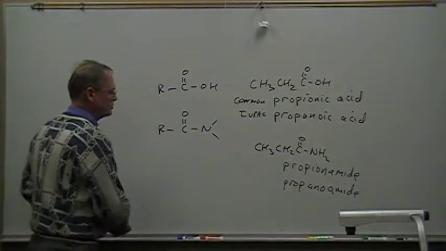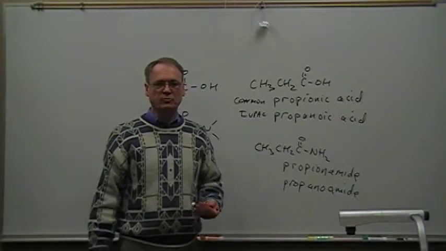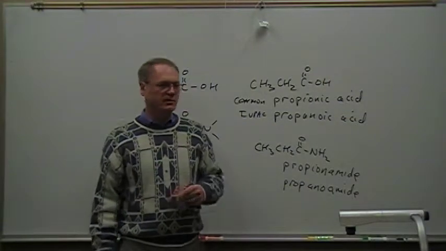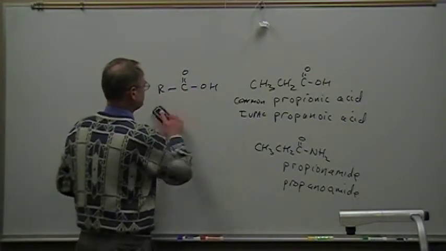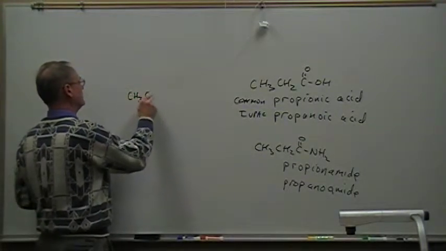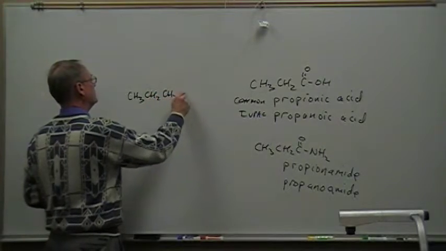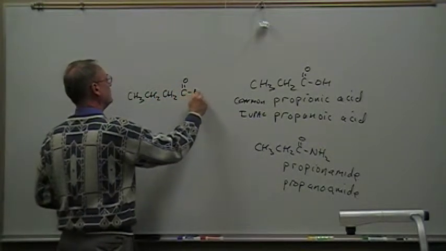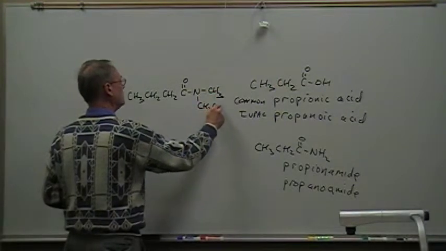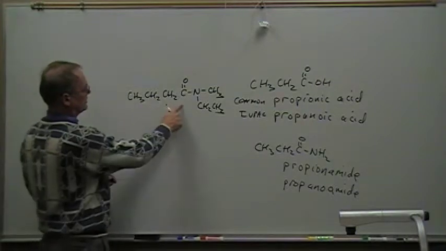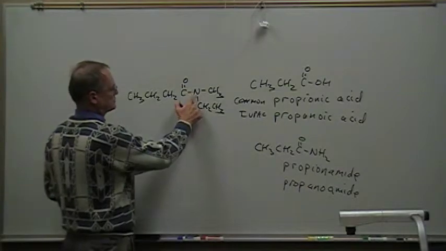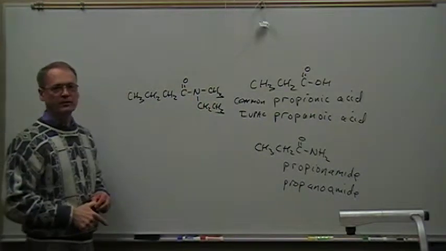Next feature: if the nitrogen has other groups attached to it other than just hydrogens, you need to put them in front of the name, just like you would with any other group attached to a molecule. But how do we indicate that they're attached to the nitrogen and not somewhere else in the molecule? Let's do an example. Here is a compound. Notice it has a carbon chain, C double bond O, and then a single bond nitrogen, so it's an amide. And it has a methyl group and an ethyl group, both on the nitrogen.